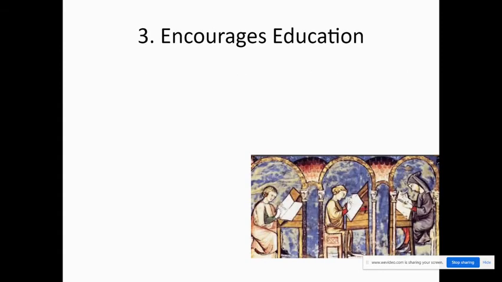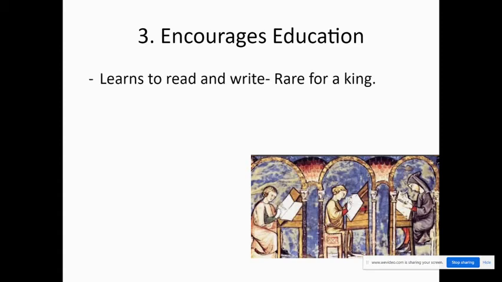And he encourages education. And this is a big move, because we talked about Europe is falling backwards. Europe's moving the wrong way. Education is something that can change that. We can move forward with education. He believed that. So he learns to read and write, which is actually pretty rare for a king. You're born rich, you can stay rich, you don't have to worry about it. But he learns to read and write. He thinks this stuff is valuable.